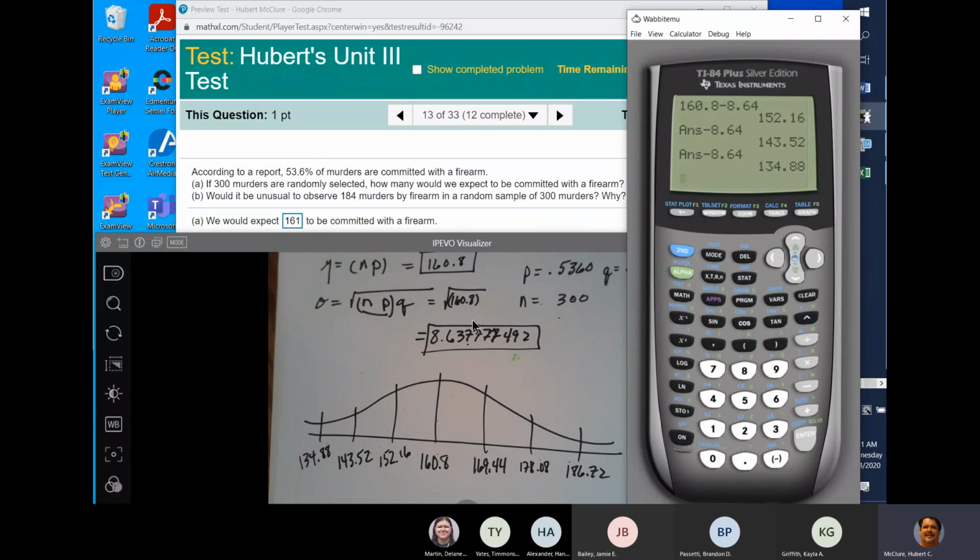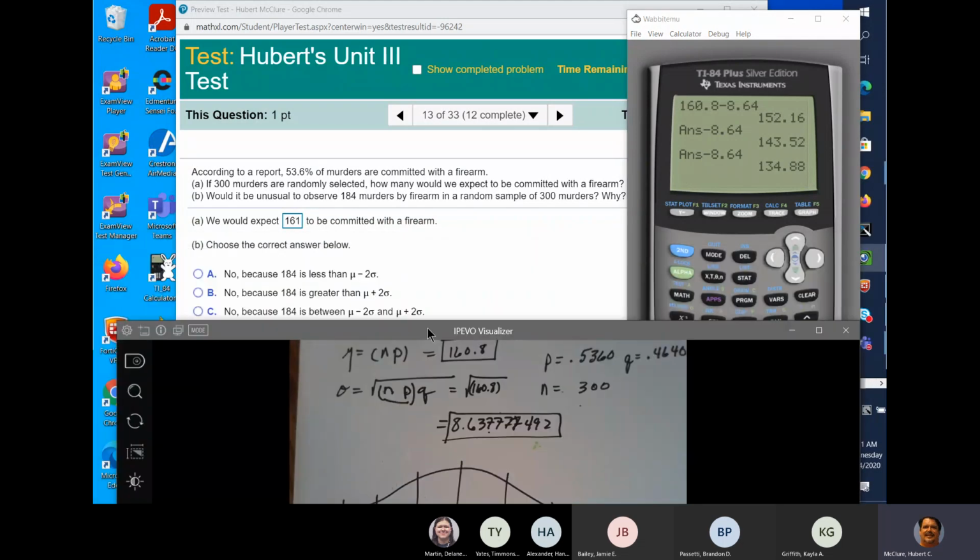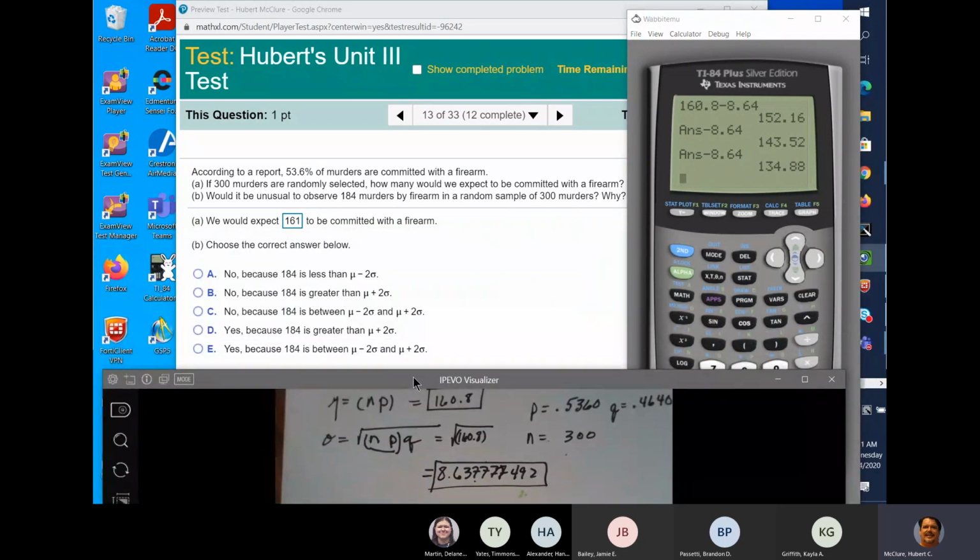And the question says, $161, and would this be unusual? Would it be unusual for 184 murders by firearms to be happening with 300 murders? Would it be unusual to observe 184 murders?